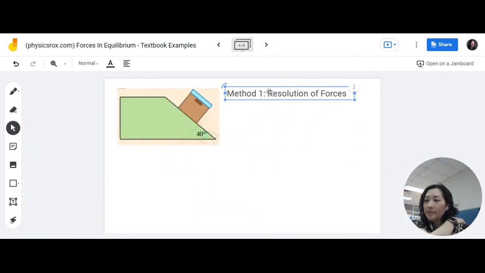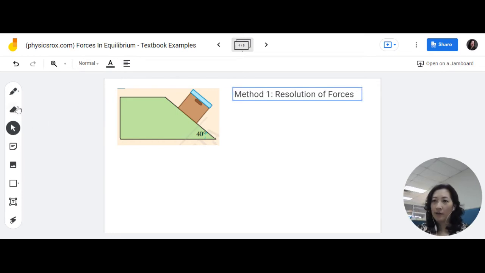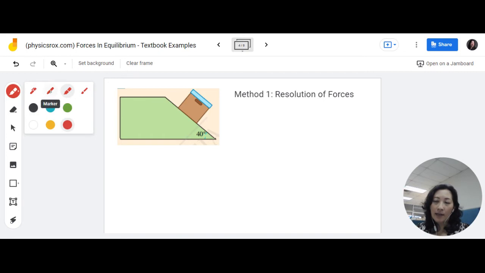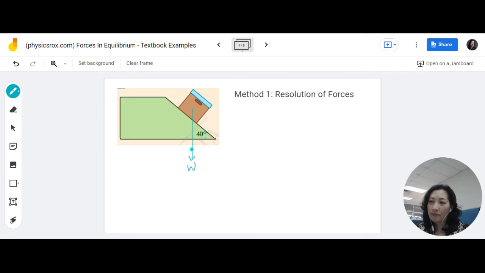So in this case, before we can start solving this question, we do need to have the free body diagram, and we'll get the forces from the question. There's the weight, pulling it down. There's the normal reaction, which is 90 degrees to the surface, which I'll label as R, and friction, which goes against the direction of slide, which I'll label as FR.